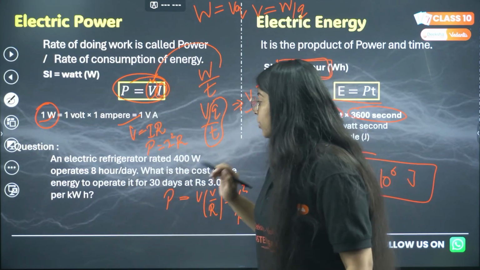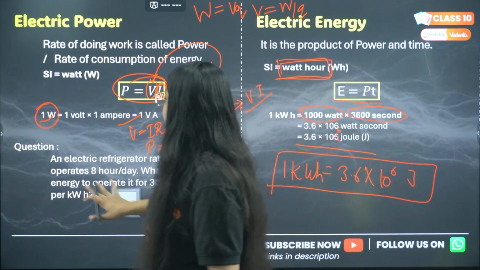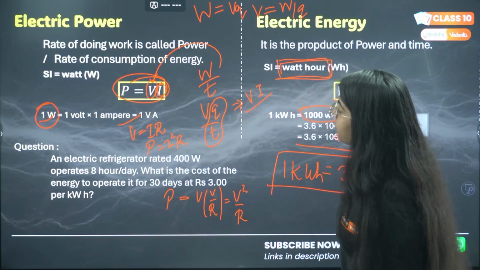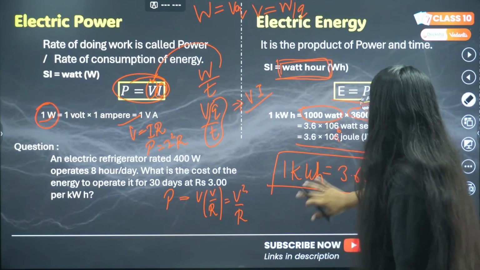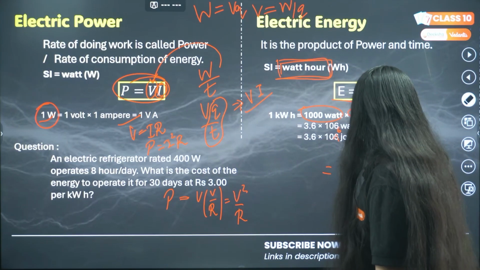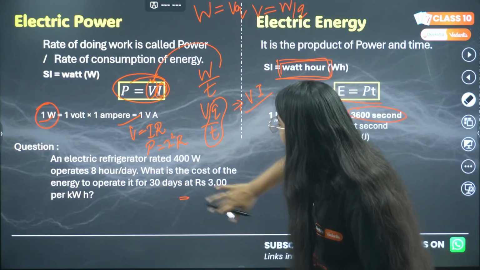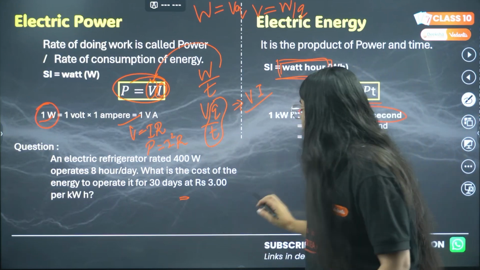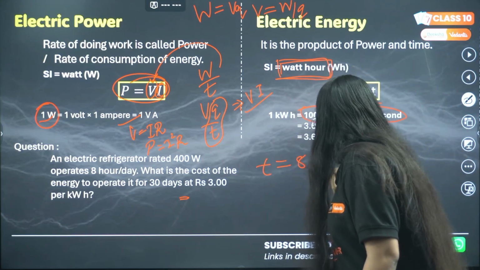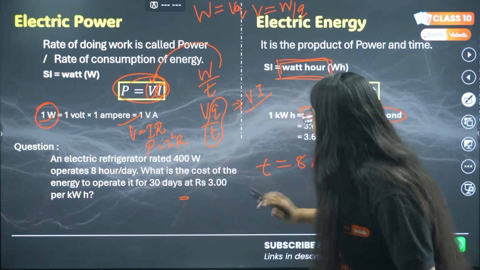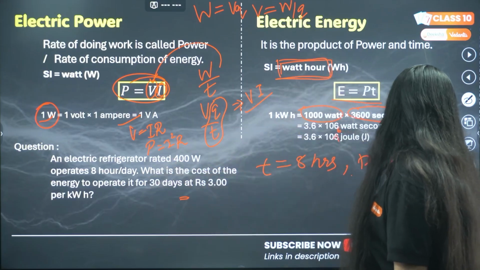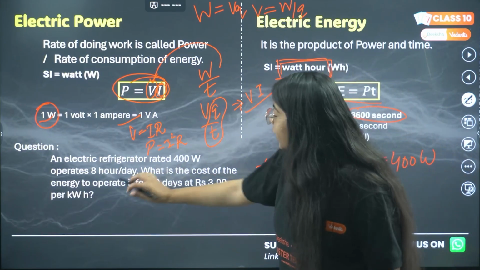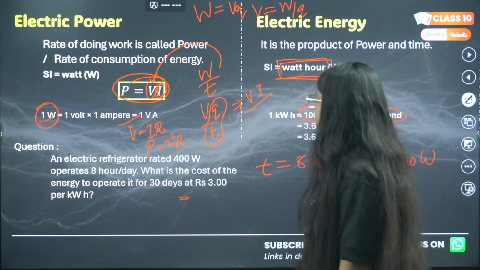Now we have a numerical here which says an electrical refrigerator rated 400 watt operates 8 hours per day. Now they are saying that we have an electrical refrigerator and it consumes how much power? 400 watt of power, and it runs for 8 hours a day. So the time is 8 hours, correct? And the power is 400 watt. We need to find the cost of the energy to operate it for 30 days.